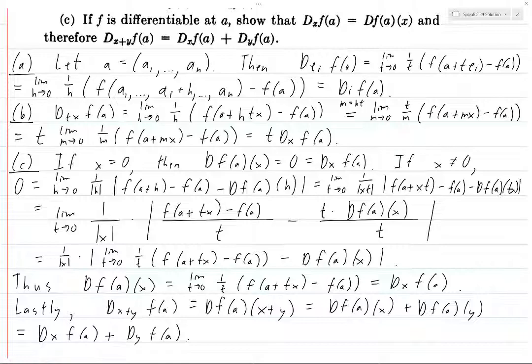What's more important here is that this shows us how we can actually work with directional derivatives and define directional derivatives and actually do things with them. And so that's about that. And so we're done with this exercise.